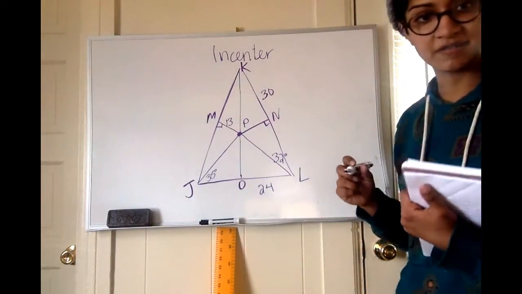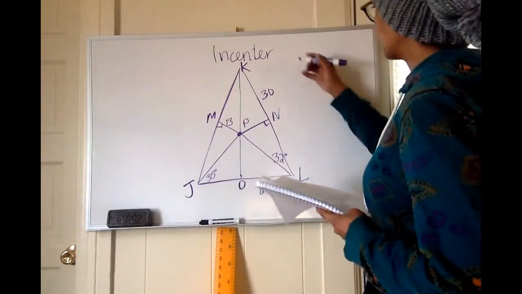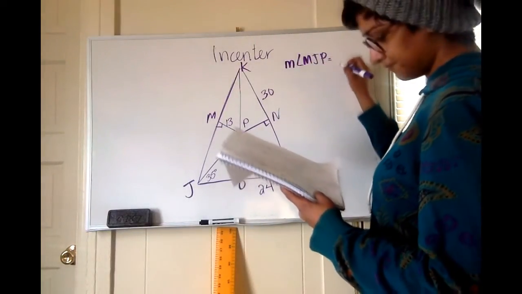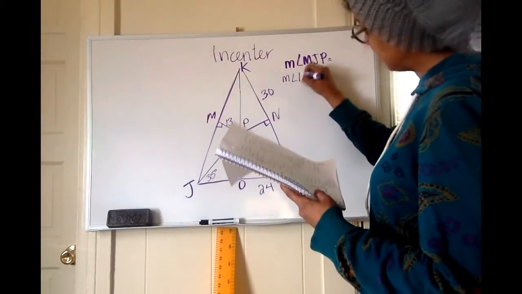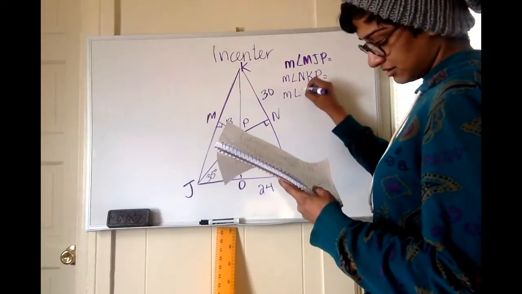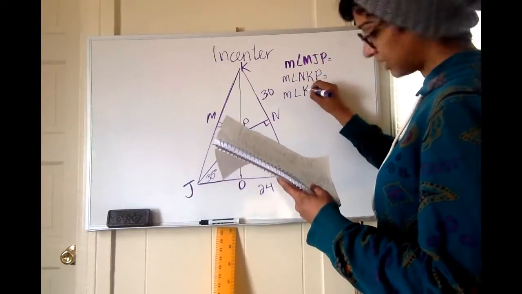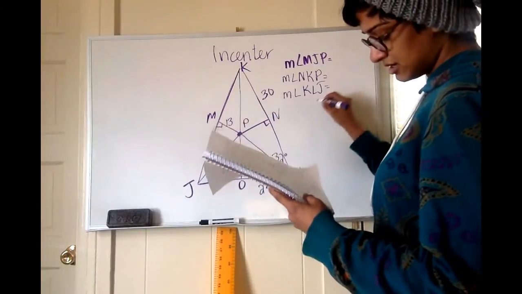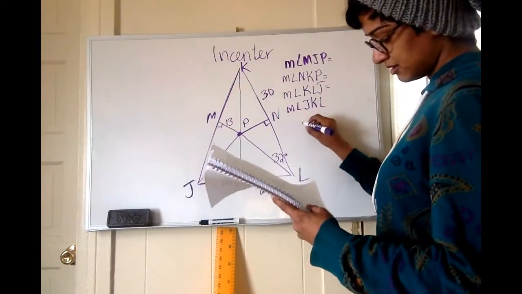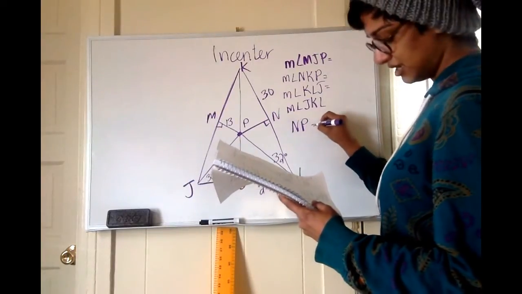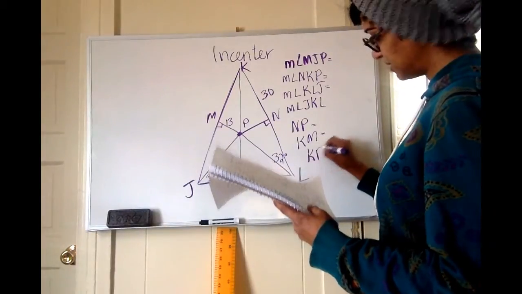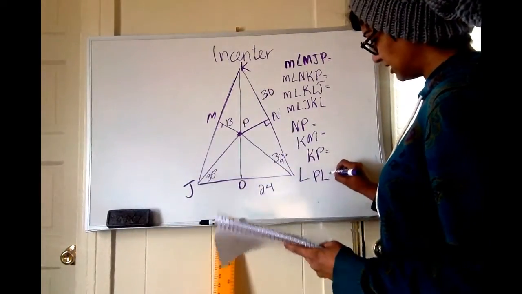So these are the things I want you to find. I want you to find the measure of angle MJP, measure of angle NKP, measure of angle KLJ, and measure of angle JKL. I want you to find side NP, side KM, side KP, and side PL.